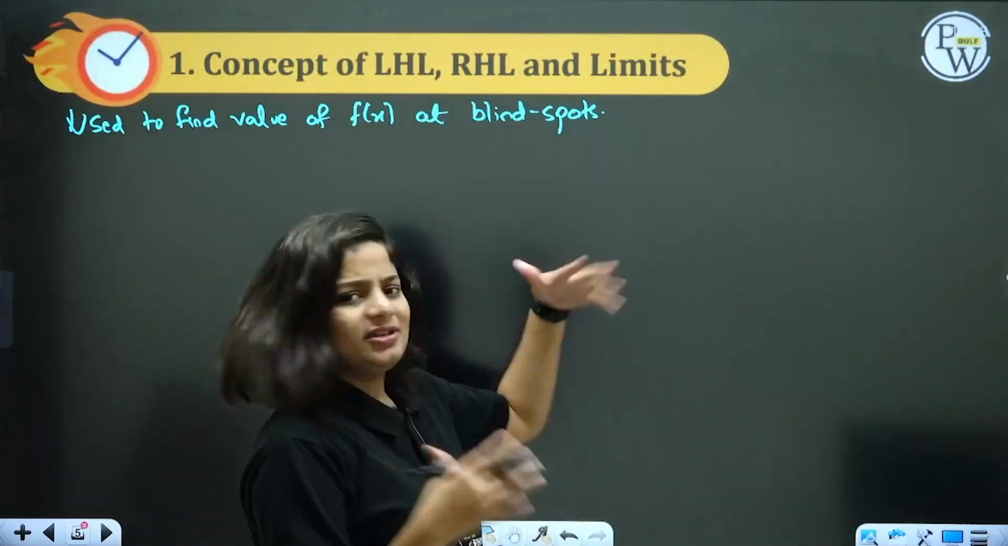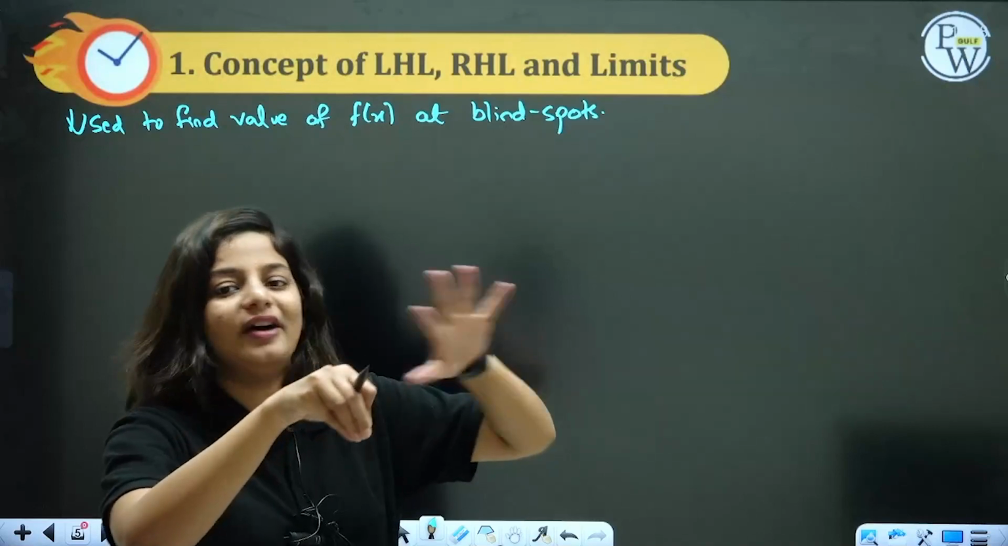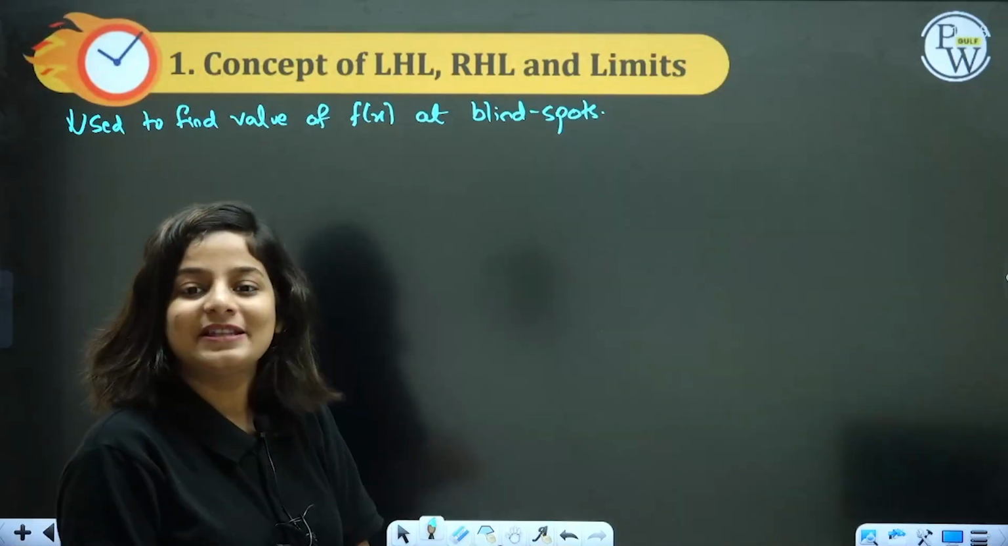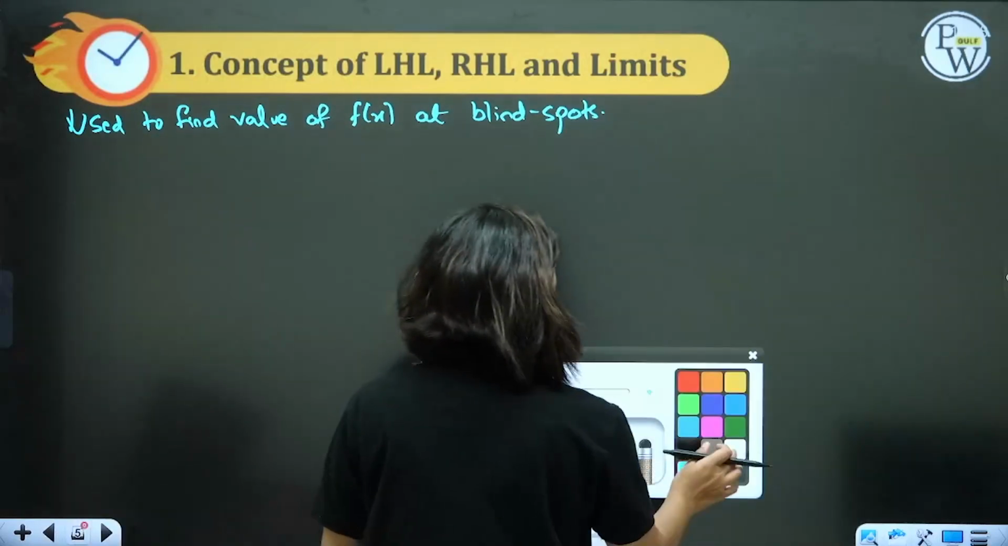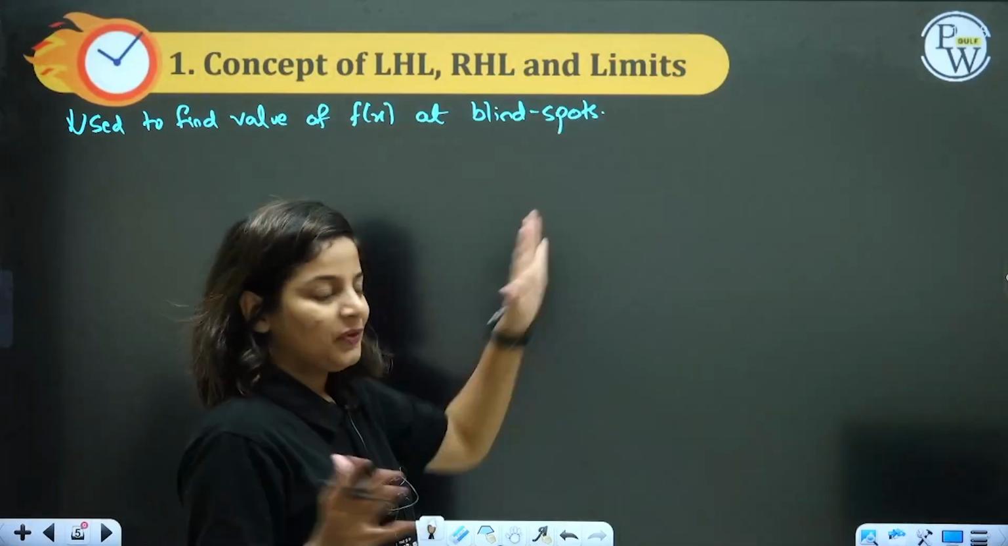So a blind spot is a point about which you have no idea. Limit will help us find the value at those blind spot points. Now, the definition of limits is just for general understanding for you and me.